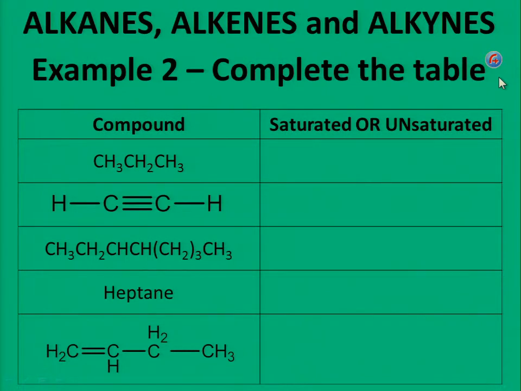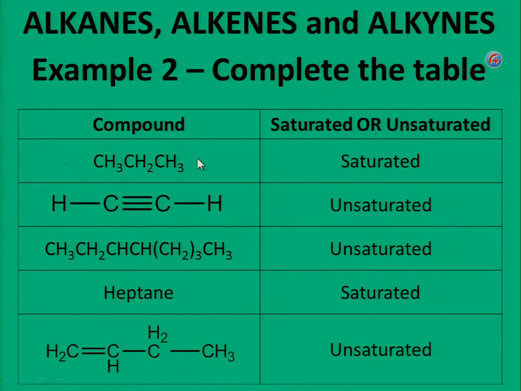Example 2. Complete the table. Here they give you compounds and then they want to know, are they saturated or unsaturated? That means, are there only single bonds, or double bonds or triple bonds? So for the first one, CH3, CH2, CH3. If you count the bonds, you'll see that there are only single bonds, therefore saturated. In the second one, you can see the triple bond there. It is shown, and therefore you know it is unsaturated.